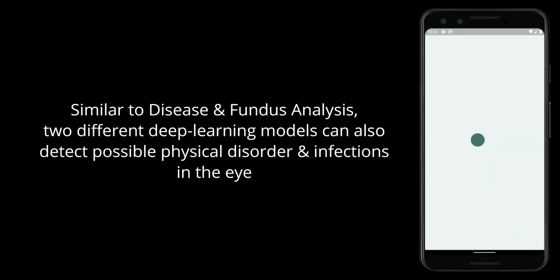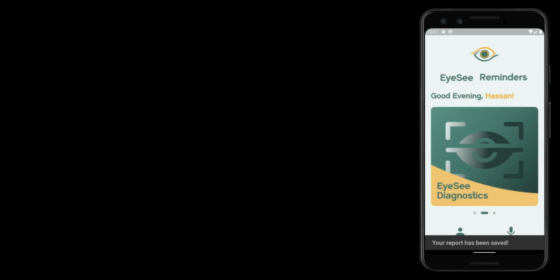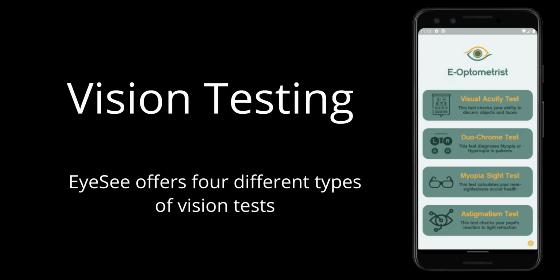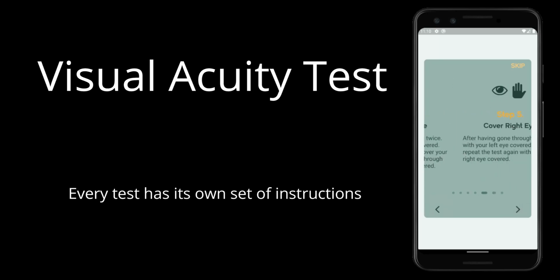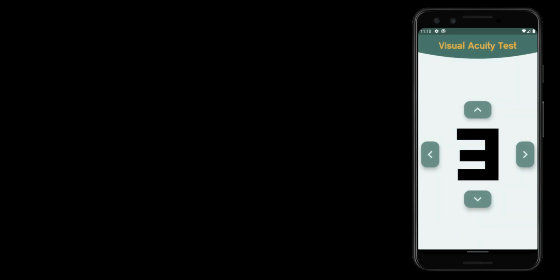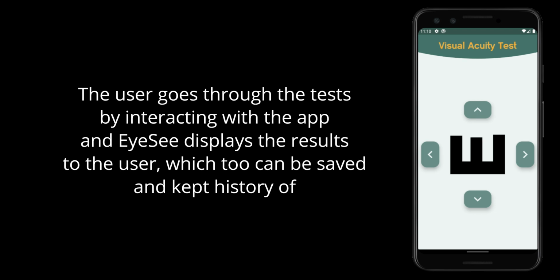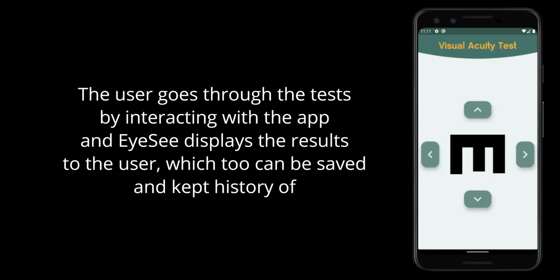Similar to disease and fundus analysis, two different deep learning models can also detect possible facial disorder and infections in the eye. EyeSee offers 4 different types of vision tests. The user goes through the tests by interacting with the app, and EyeSee displays the results to the user, which too can be saved and kept history of.